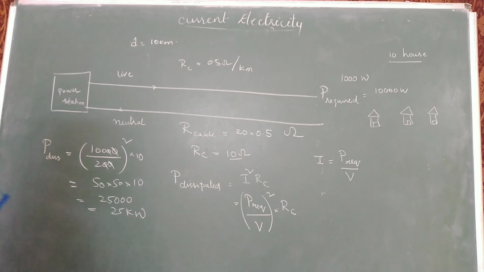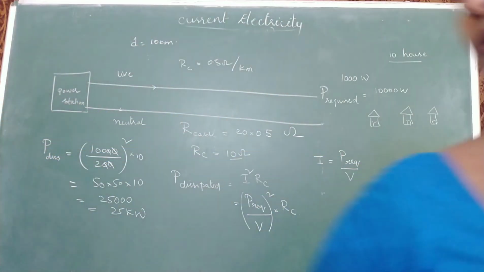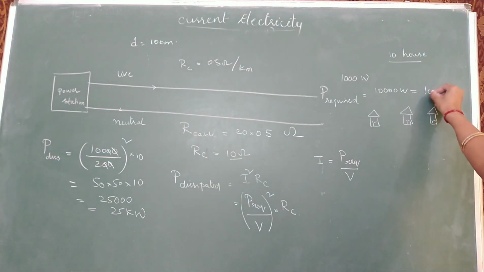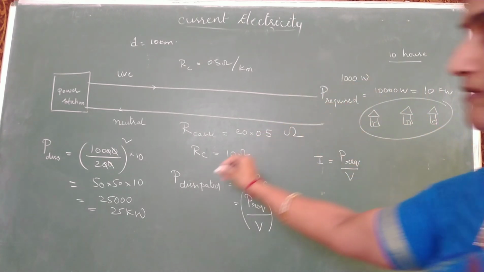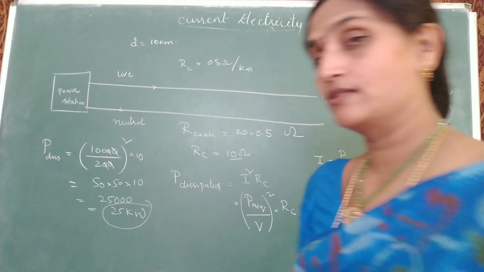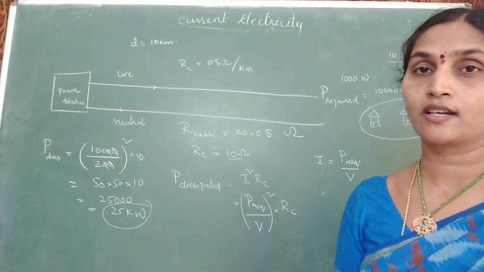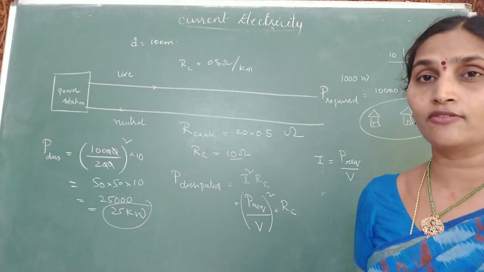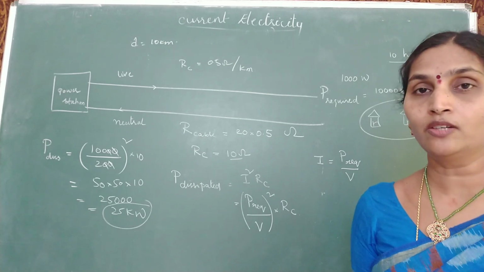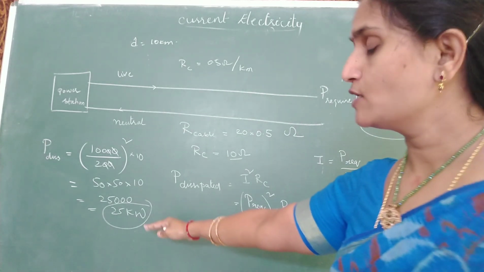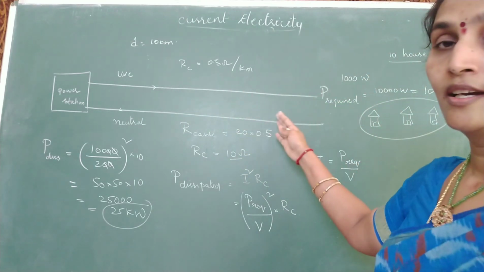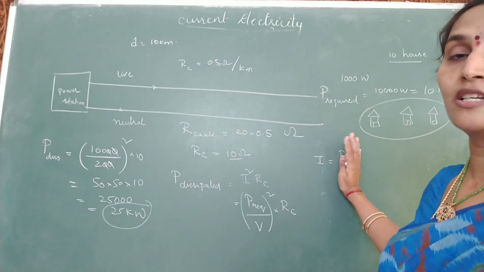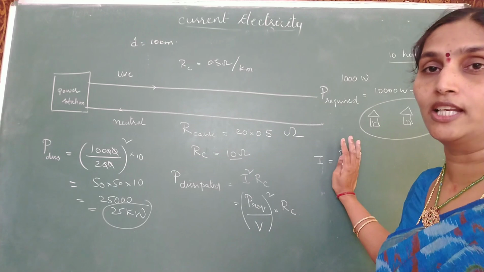Now just check, to supply a power of 10 kilowatt to a village, how much power is wasted during transmission? 25 kilowatt. Now tell me, is it affordable? Definitely no, because a very large magnitude of power is wasted during this transmission from a 10 kilometer power station to a very small village.